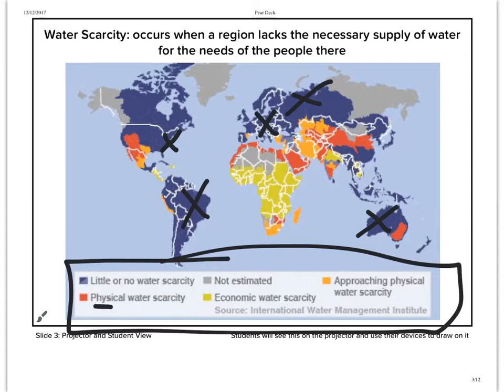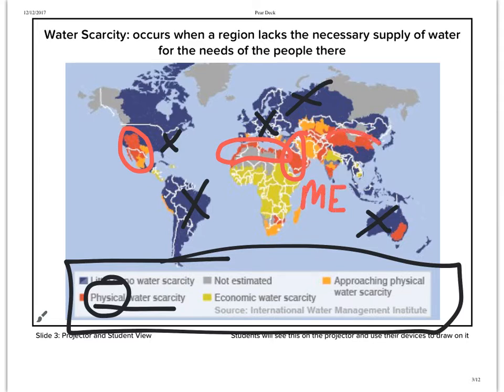If you look at the red, it says physical water scarcity. What that means is that the physical land doesn't have enough water for the people that live there. So you'll notice that in regions like the western part of the United States and Mexico, where there's a lot of desert. You'll notice it in northern Africa, where there's a lot of desert. The Middle East has a lot of physical water scarcity because there's a lot of deserts in the Middle East. And we see it in central China, and we see it in the desert region of Australia as well.